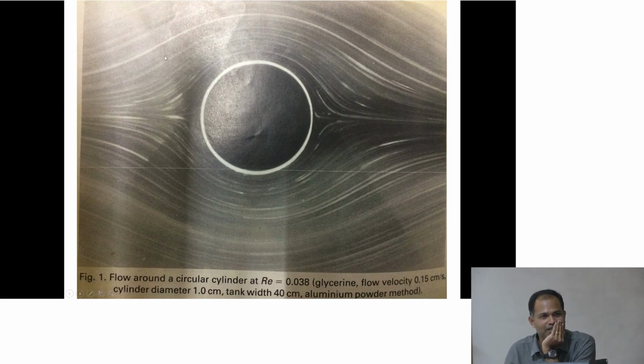Yeah, these lines are streamlines in this particular case. These are streamlines, and this is at a Reynolds number of 0.038. Okay, very small Reynolds number. This is how you would see flow past a cylinder.